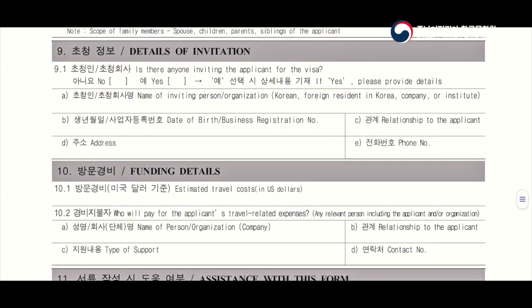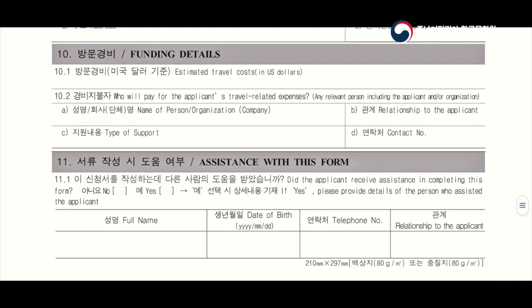The next step is the funding details. For the funding details, you have to provide the estimated travel cost in US dollars, not in your country's currency. And also, who will be sponsoring your trip? If there is someone sponsoring this trip, you have to provide the name of the person, the relationship you have with the person, type of sponsor, and the contact number.